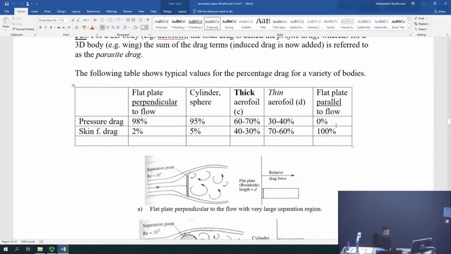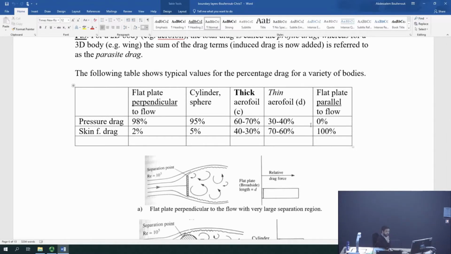Now, however, to make our life easier, for practical calculations we're going to make an assumption. It's an engineering assumption, but we're going to assume that all surfaces approximate to a flat plate, which is parallel to the flow. So instead of thinking of a wing with a certain thickness, we're going to ignore that thickness and just treat the wing as a flat plate.